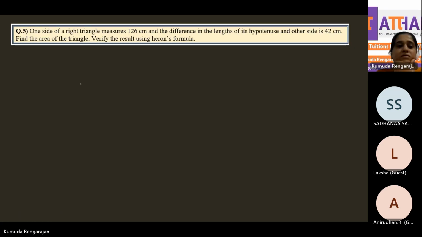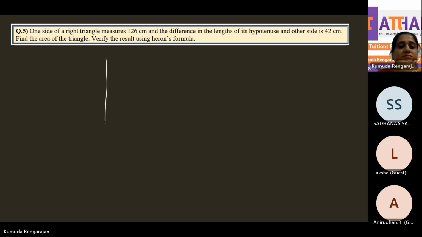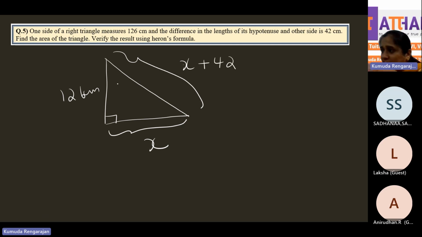Okay. So before you write, let me just check. This side is 126, correct? Is this side given? No. Is this one given? No. If you take this as x, how much is this? x plus 42. Now you'll have to connect all these three and work.